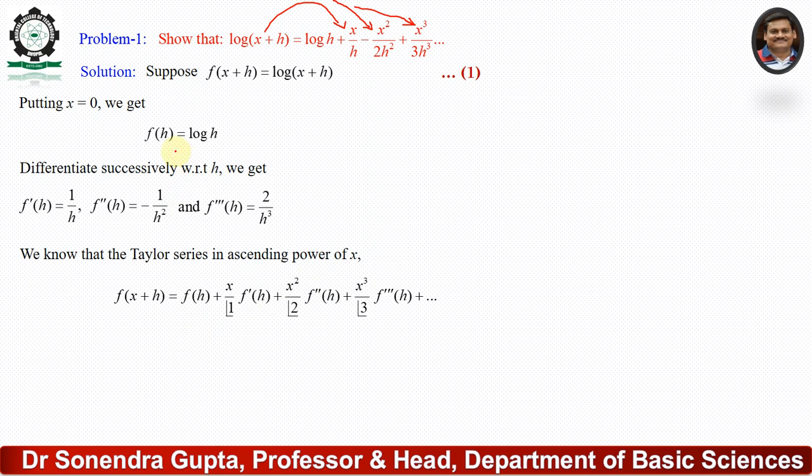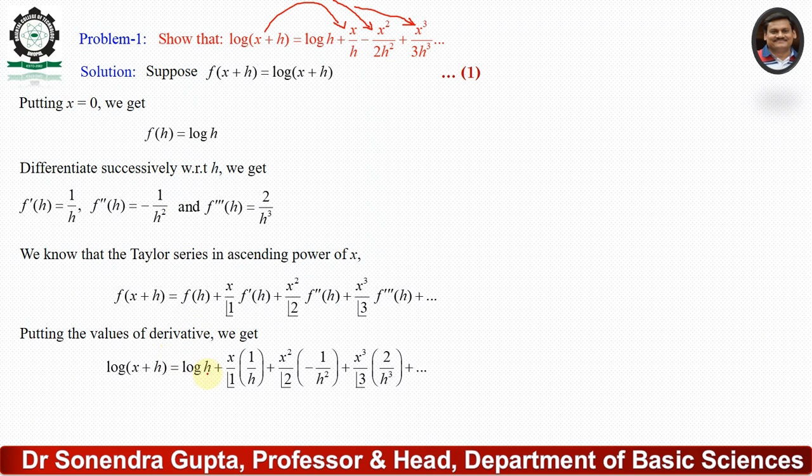Then putting all the values from the above expression, we get f of h equal to log h, f dash of h equal to 1 upon h, then f double dash of h equal to minus 1 upon h squared. Then we can simplify this term, and we get the required solution: log of x plus h equal to log h plus x upon h minus x square upon 2h square, plus x cube upon 3h cube, and so on. Now this is your required solution. That means we have solved this problem.